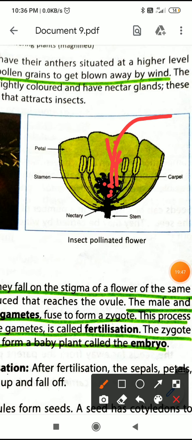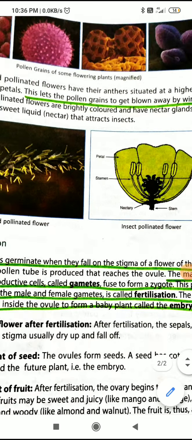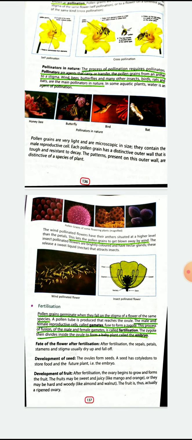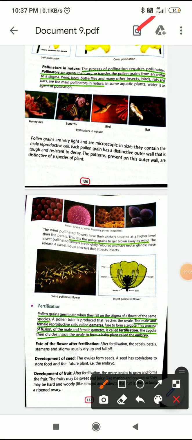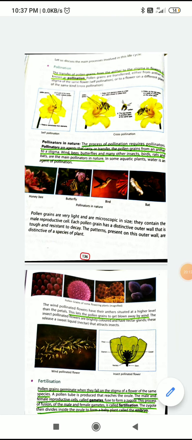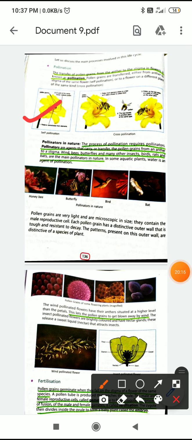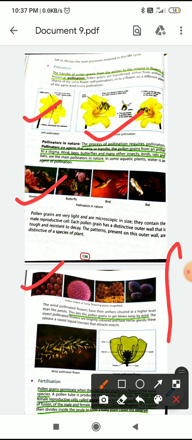Now next is your step after the structure of flower: pollination, self pollination and cross pollination, then pollinators in nature, the structure of pollen grains, and here is showing the nectar of the flower. What is the use of the nectar? It is clear to all of you.